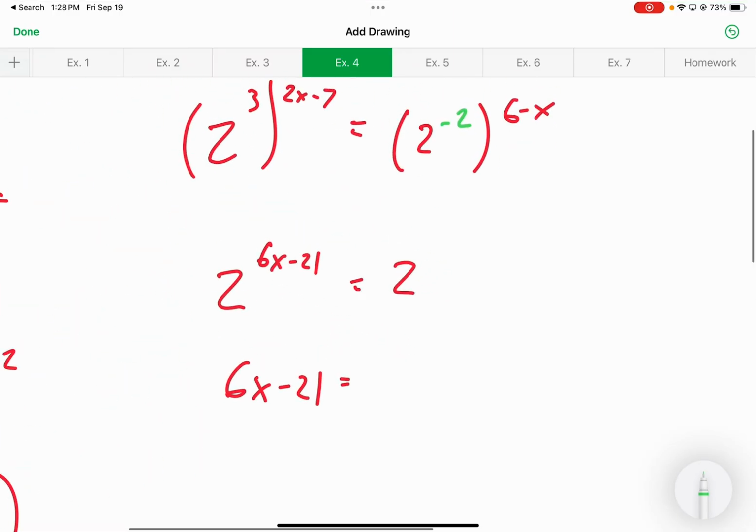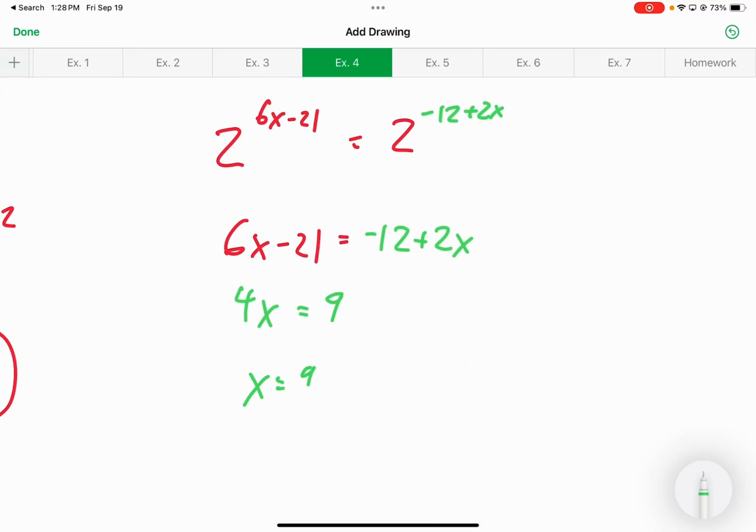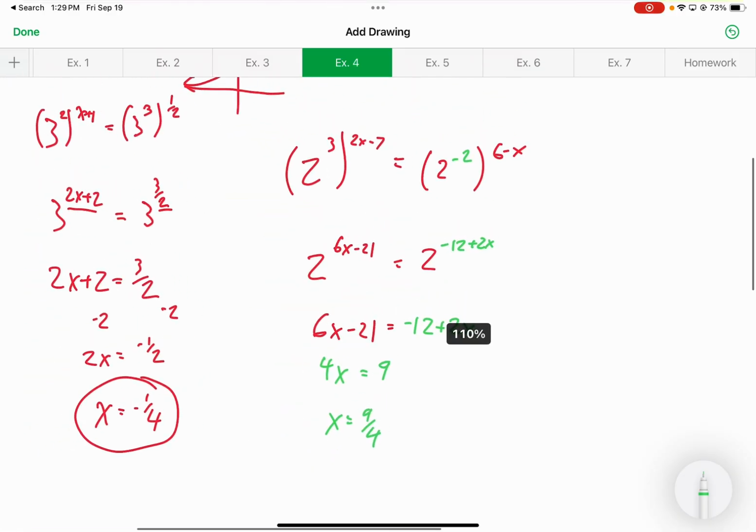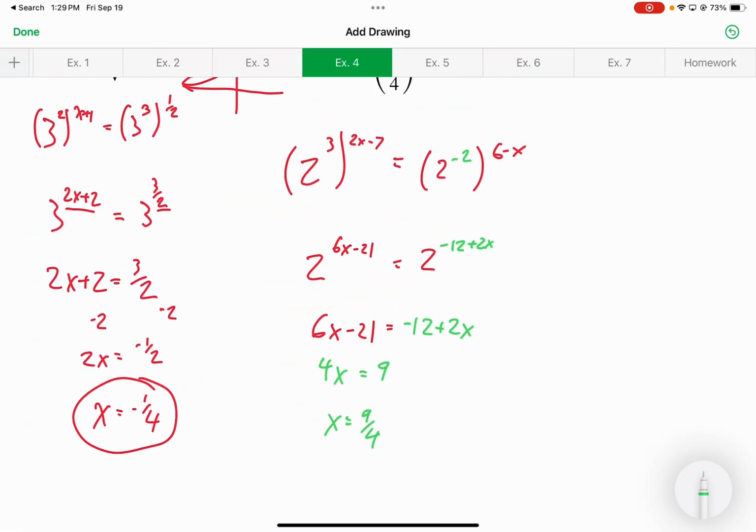Okay, so then in that case, my exponent now is going to become negative 12 plus 2x, which seems a little easier to solve. So negative 12 plus 2x. So then I get 4x equals 9. Yep. So I still get a fraction. x equals 9/4. That's okay. Fractions are all right. Okay, sorry about that. Okay, questions there?